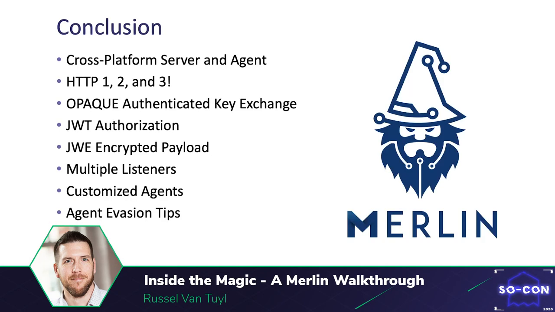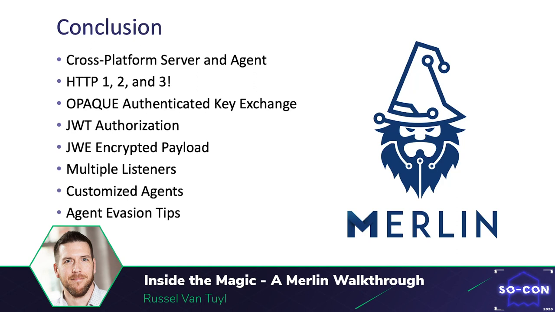In today's presentation, we talked about Merlin, a cross-platform post-exploitation command and control server and agent written in Go. This tool leverages the HTTP 1, 2, and 3 protocols. Additionally, Merlin uses the OPAQUE authenticated key exchange protocol to establish a symmetric secret between the server and the client. Merlin also leverages JWTs for authentication and authorization to facilitate which messages it's allowed to talk with the server about.